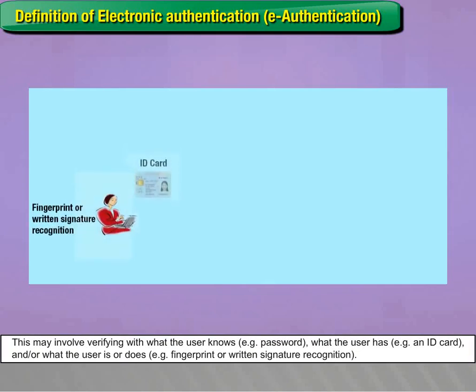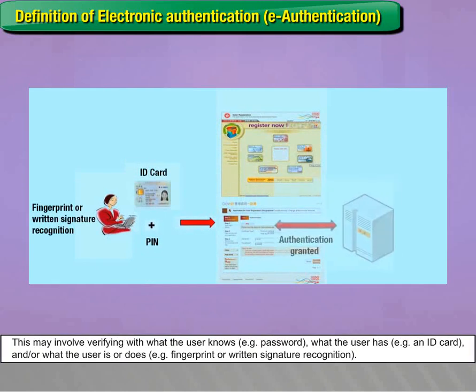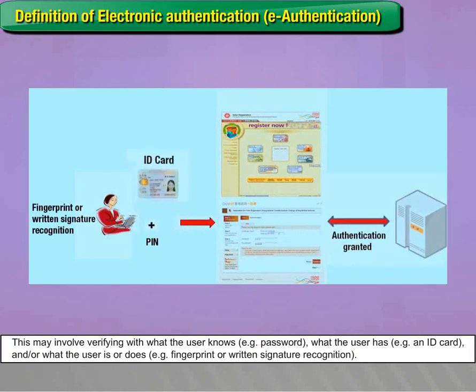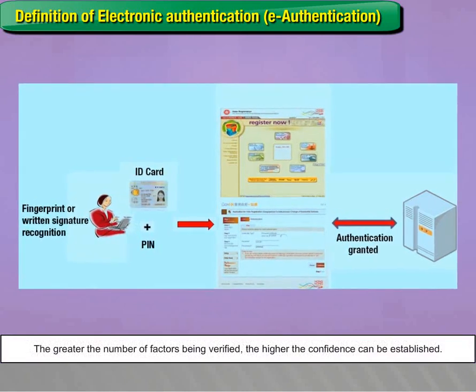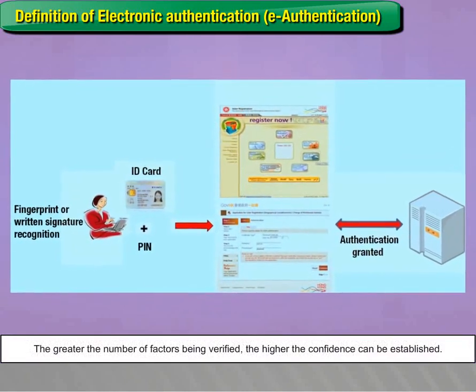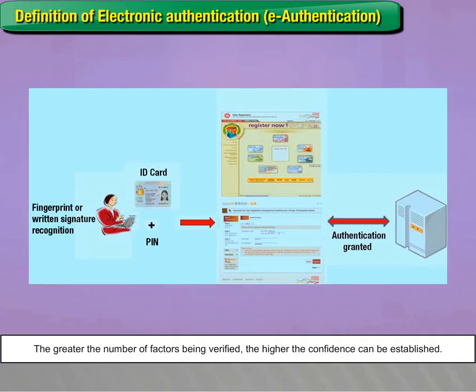This may involve verifying with what the user knows, for example, password, what the user has, for example, an ID card, and/or what the user is or does, for example, fingerprint or written signature recognition. The greater the number of factors being verified, the higher the confidence can be established.